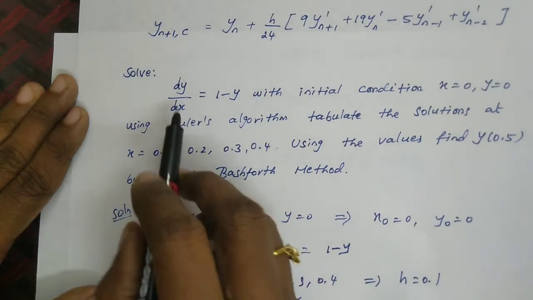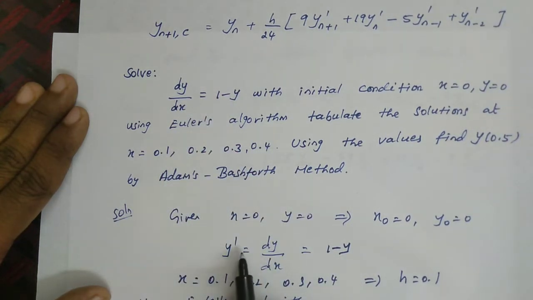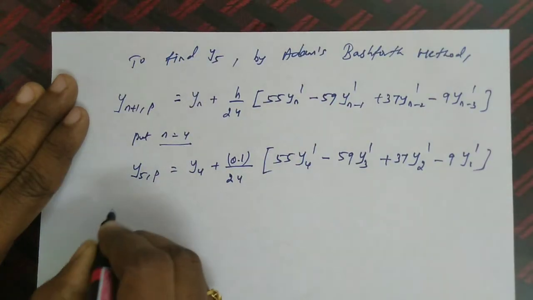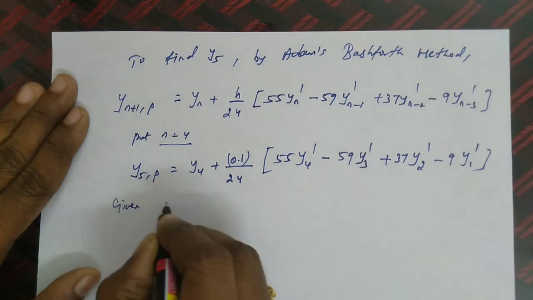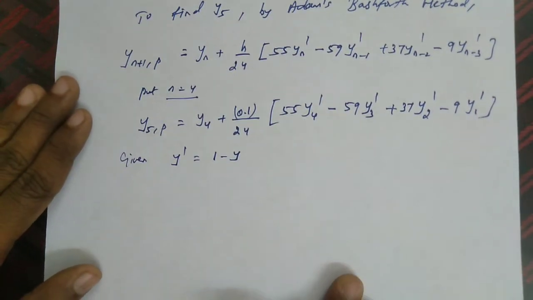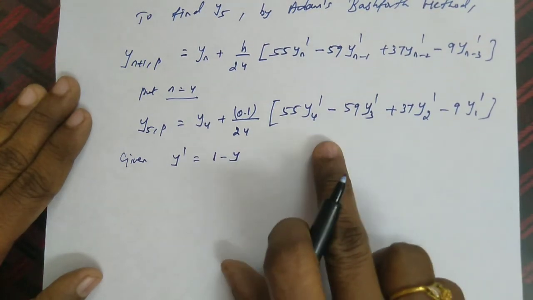dy by dx is nothing but y dash. The question is given that dy by dx equal to 1 minus y, that is y dash equal to 1 minus y. So, using this, we can find the value for y1 dash, y2 dash, y3 dash and y4 dash.